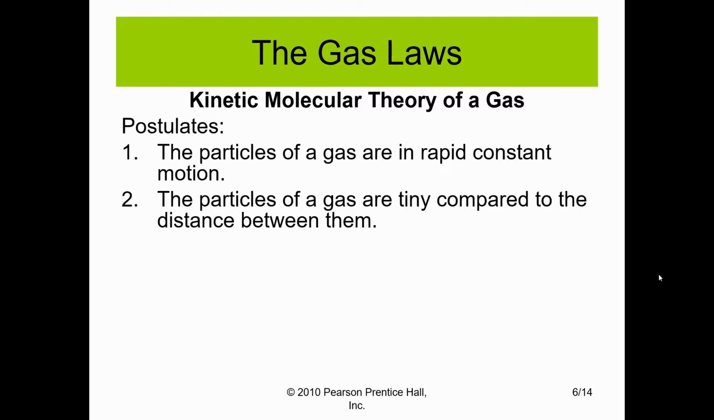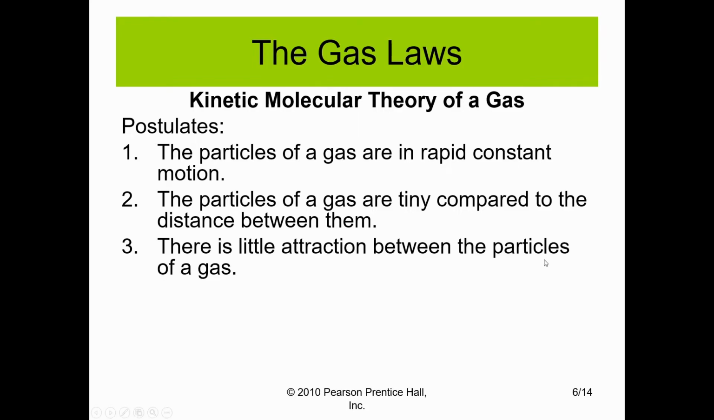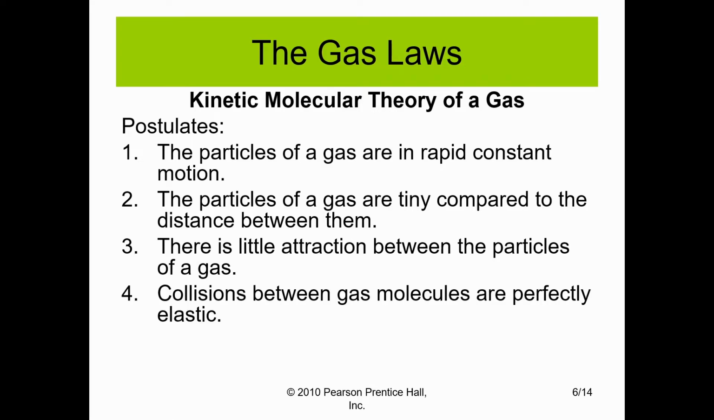The second postulate is that the particles of a gas are tiny compared to the distance between them. Overall, the gas is going to take up a fairly large volume, and this will minimize the number of collisions. There is very little attraction between the particles of the gas, and the collisions that do occur between the gas molecules are going to be perfectly elastic.